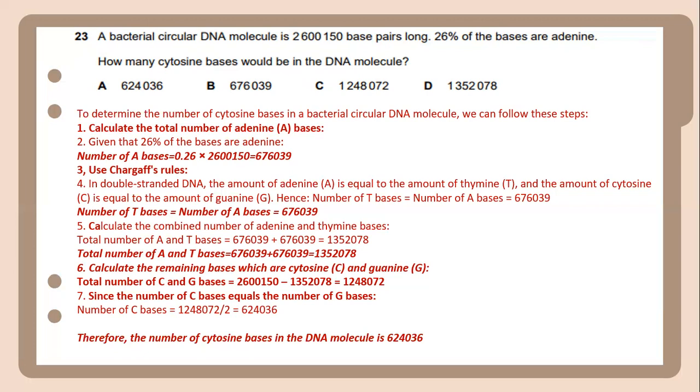The total number of C and G bases is equivalent to 2,600,150 minus 1,352,078, and you get the value of 1,248,072. Since the number of C bases equals the number of G bases, the number of C bases is 1,248,072 divided by 2, and then you get the value of 624,036. Therefore, the number of cytosine bases in the DNA molecule is 624,036. The correct answer will be A.